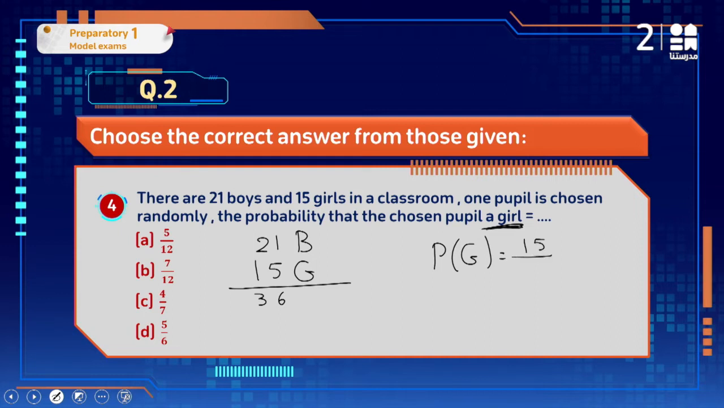The number of the girls is 15 over 36. It's not written in the choices, so we need to simplify it. We can divide by 3 up and down. So it will be 5 over 12. The correct answer is 5 over 12.